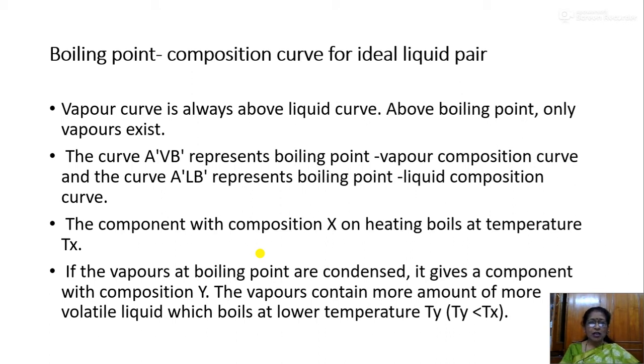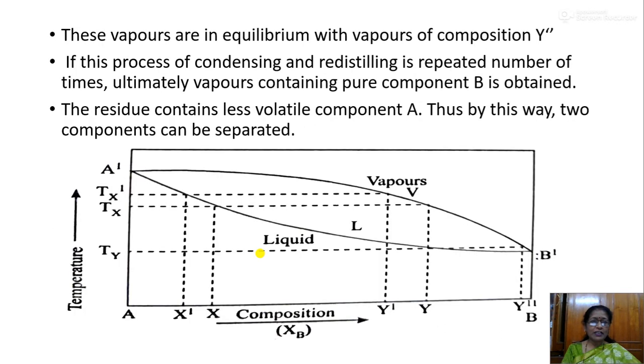The vapor curve is always above the liquid curve. Above the boiling point, only vapor exists. That means when the liquid boils and is converted into vapor, the vapor will exist at the higher level. See in this figure, the diagram, A dash, B dash. In between A dash and B dash, there is V, that is vapor. In between A dash and B dash, there is L, that is the liquid.